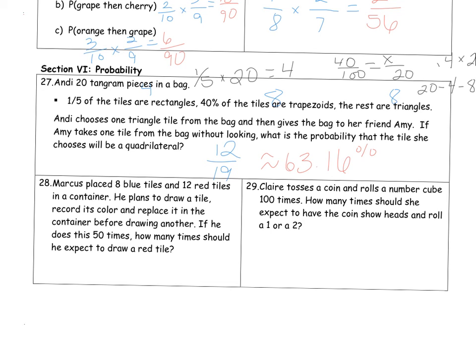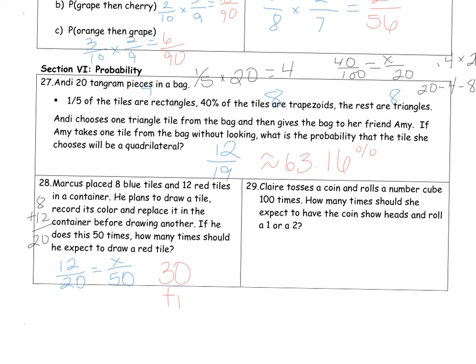Marcus placed 8 blue tiles and 12 red tiles in a container. He plans to draw a tile, record its color, and then replace it in the container before drawing another. If he does this 50 times, how many times should he expect to draw a red tile? So if we look, there are a total of 20 tiles. I got 20 by saying 8 plus 12. So there are 12 out of the 20 that are red. And I want to know how many out of 50 he could expect to draw. When we cross multiply and divide, we find out that he could expect to pull a red tile 30 times.